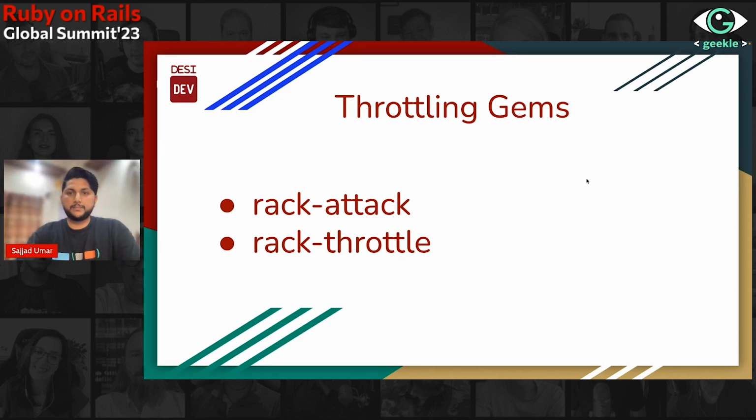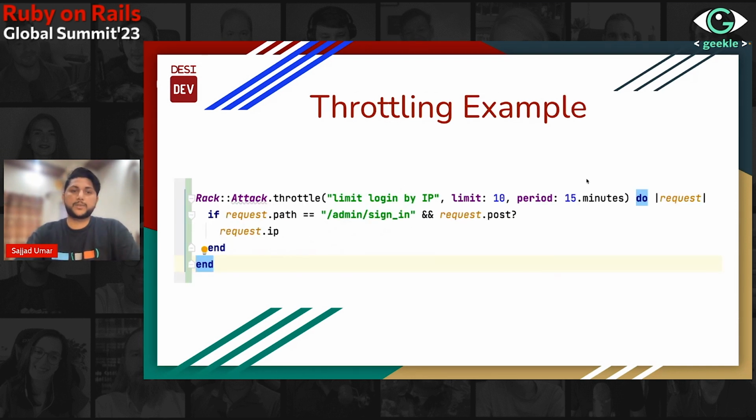I will show you an example where we are throttling sign-in requests from the same IP if there are more than 10 requests in a 15 minute time span. So this code is actually limiting the number of sign-in requests by a single IP to 10 within 15 minutes. So this is how you should use throttling for expensive operations in your applications, so that the resources don't get abused.